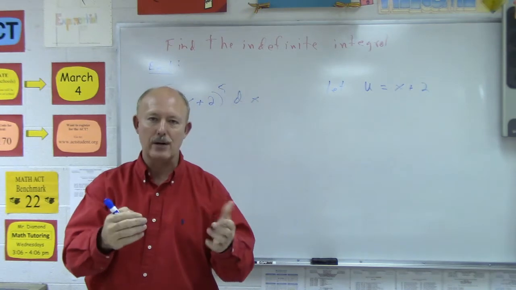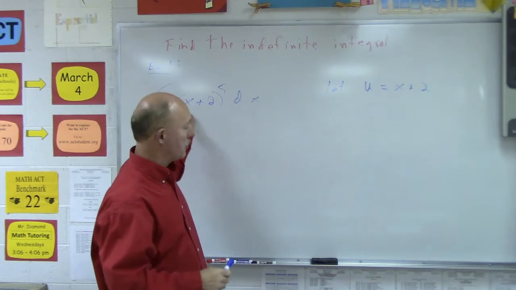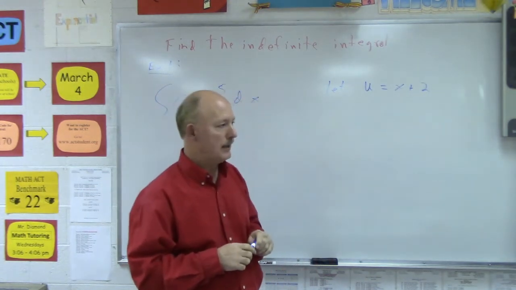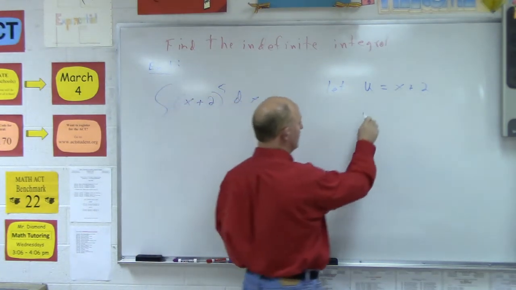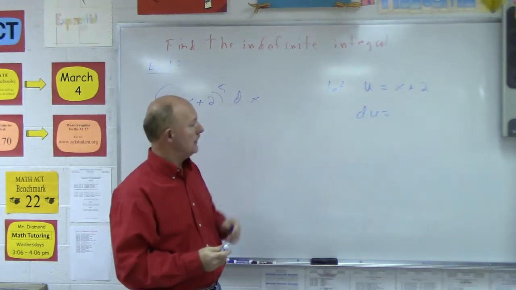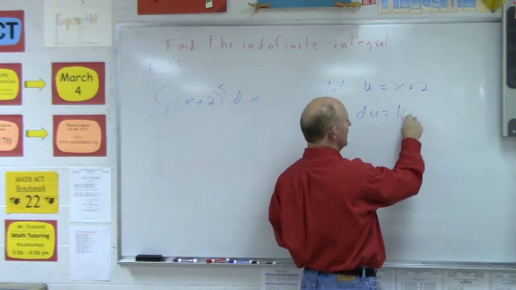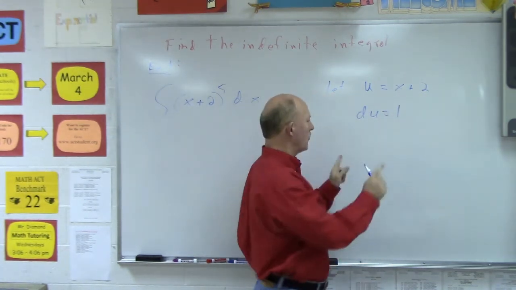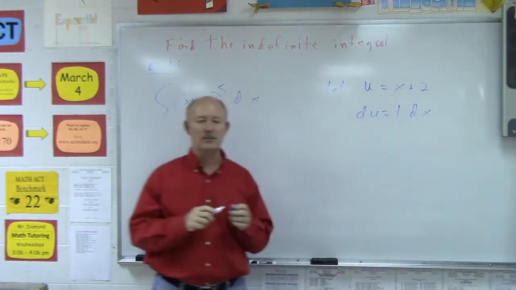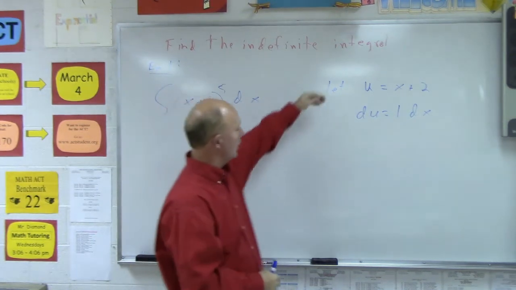So to rewrite our integral from an integral in terms of x to an integral in terms of u, start off by letting what's inside our parentheses be equal to u. So u equals x plus 2. Now what we're going to do is take the derivative of this expression. On the left-hand side, the derivative of u would be 1 du, or just du. On the right-hand side, the derivative of x is 1, and the derivative of 2 is 0. So the right-hand side is 1 dx.